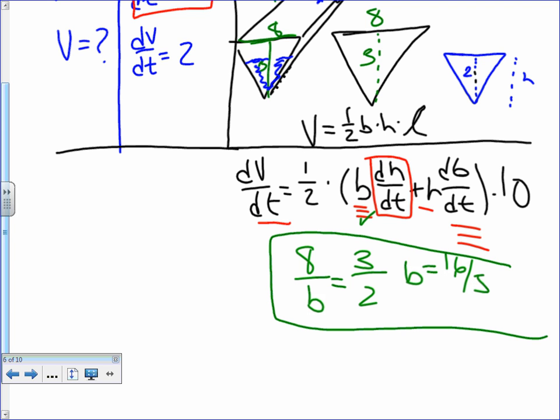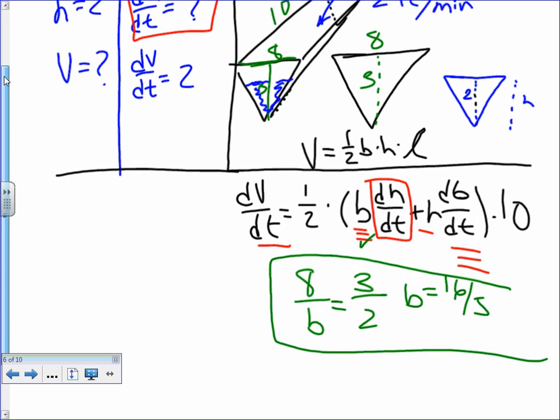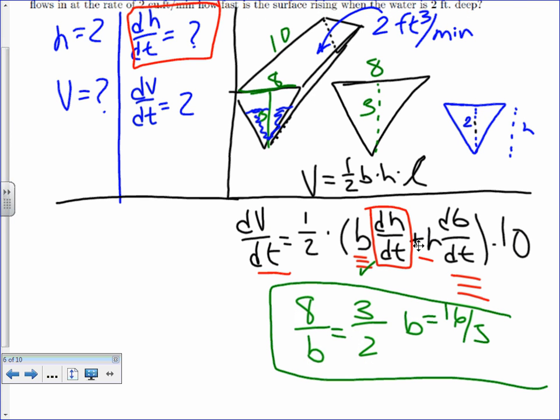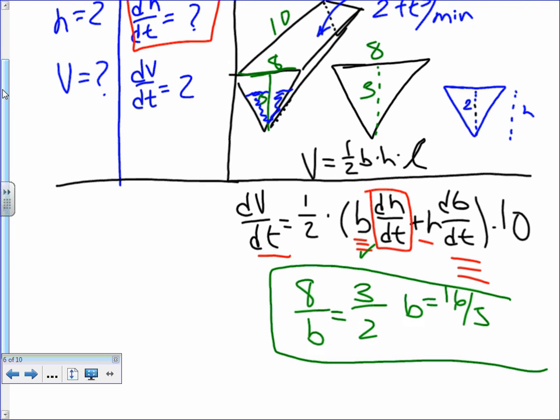Now, also, we want to get dB dt. Now, this one's going to be a little trickier. We don't really have any information we haven't used. We've got dV dt for the volume equation. We can't use that again. We can't use the volume equation to solve for this variable because it's still going to have dH dt in it. We've got to find a clever way to use what we already have.